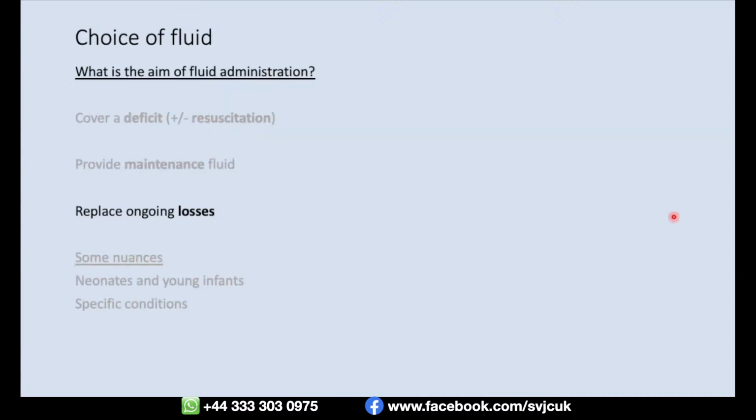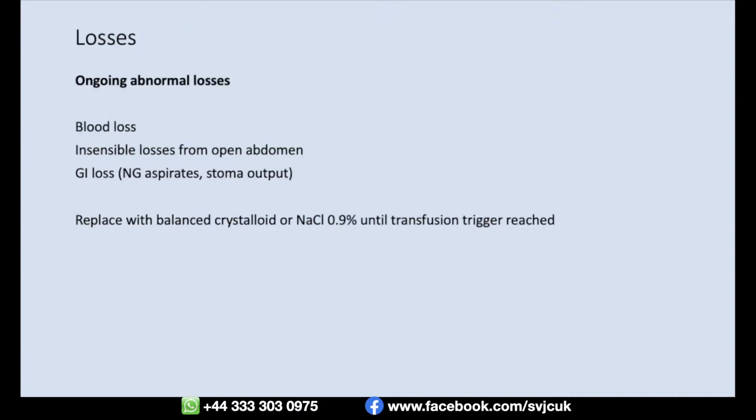So, choice of fluid for replacing ongoing losses. These are ongoing abnormal losses. That might be blood loss. It might be insensible losses from an open abdomen. And post-operatively, particularly, it might be GI loss from NG aspirates or from high stoma output. And we're going to replace these again with balanced crystalloid or normal saline, at least until our transfusion trigger is reached, if we're talking about blood loss. And we'll talk about that a little bit later.